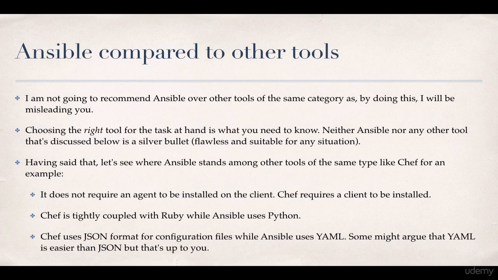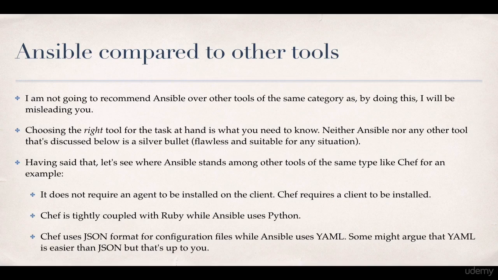Ansible does not require an agent to be installed on the client, while Chef requires a client to be installed. Chef is tightly coupled with Ruby. Ruby is a programming language just like PHP, but it's often used in configuration management tools like Puppet and Chef, and it's also used for Vagrant. Vagrant will be discussed later in this section, while Ansible uses Python.